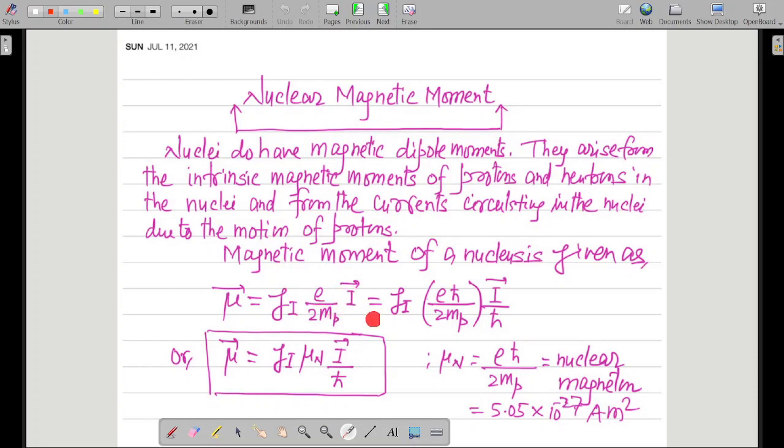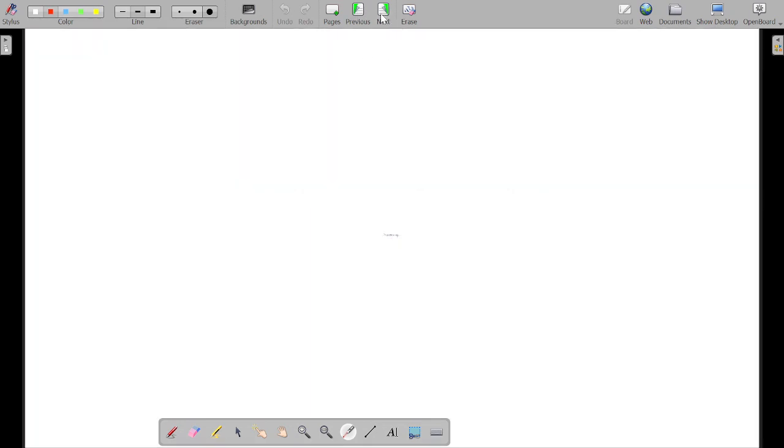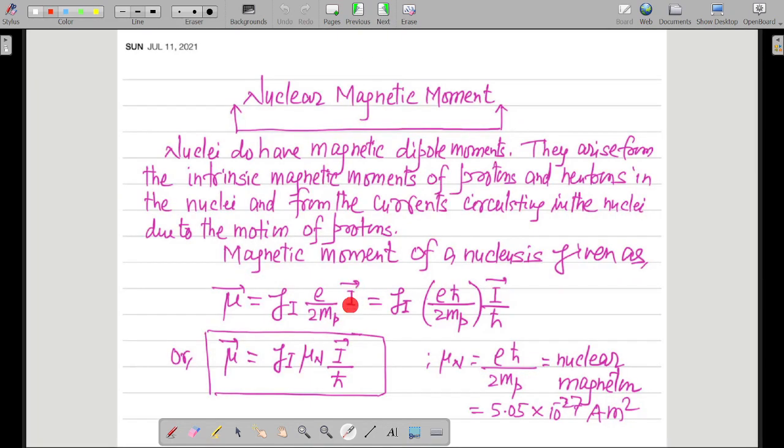I vector has its usual meaning which you have already learnt. What is the meaning of I? Total angular momentum vector. So I is your total angular momentum vector, and gI is your Landé splitting factor. What the Landé splitting factor is, we are going to learn in detail in the upcoming classes, so don't be worried about it. So mu vector is equal to gI e divided by 2 mp times I vector.